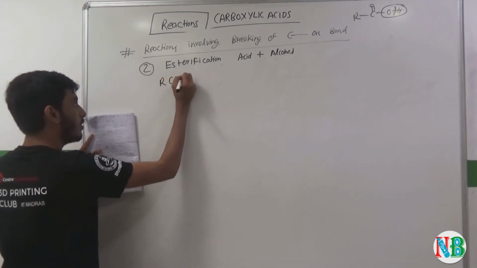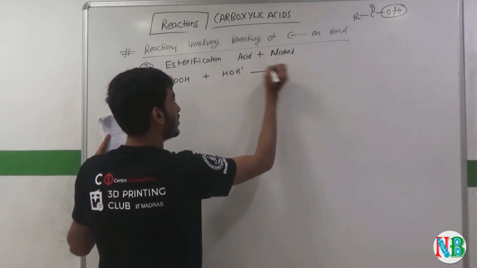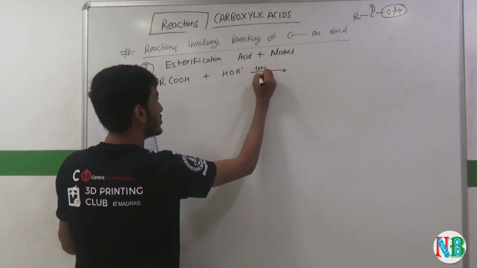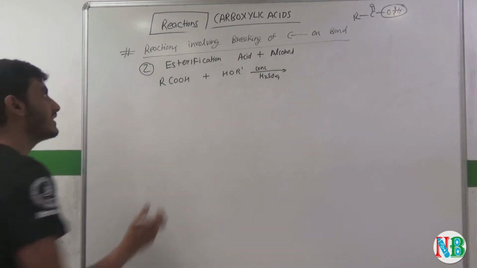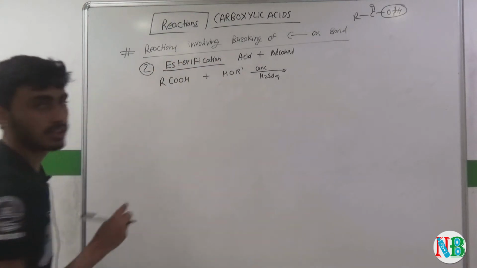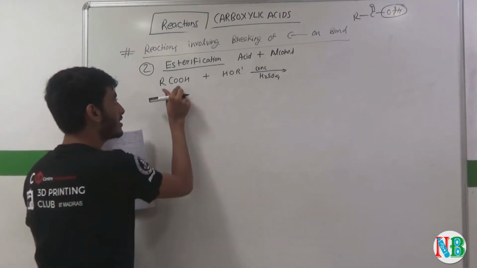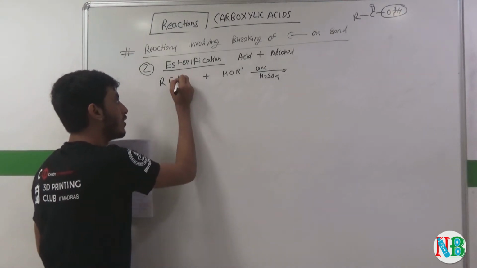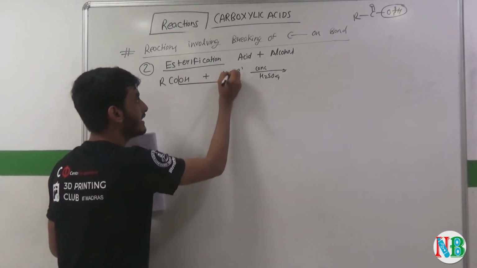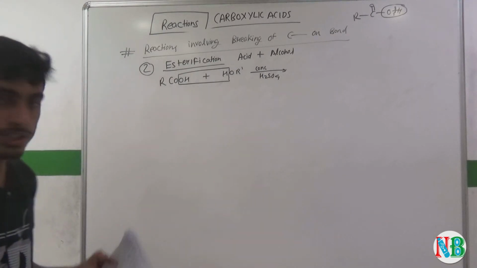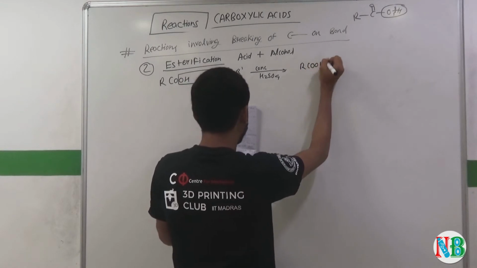Suppose you have RCOOH and you have an alcohol HOR', with concentrated H2SO4. Now you have to remember that in this reaction of formation of esters, the C and OH bond breaks. So from the acid you have to break the OH, and from the alcohol you just break the hydrogen. So it will ultimately form RCOOR' plus H2O.